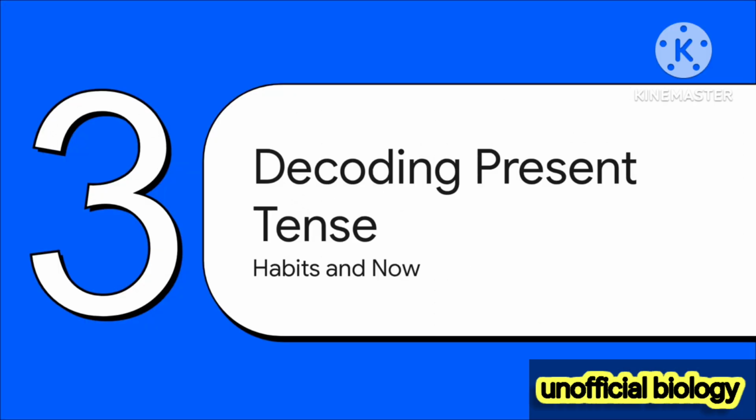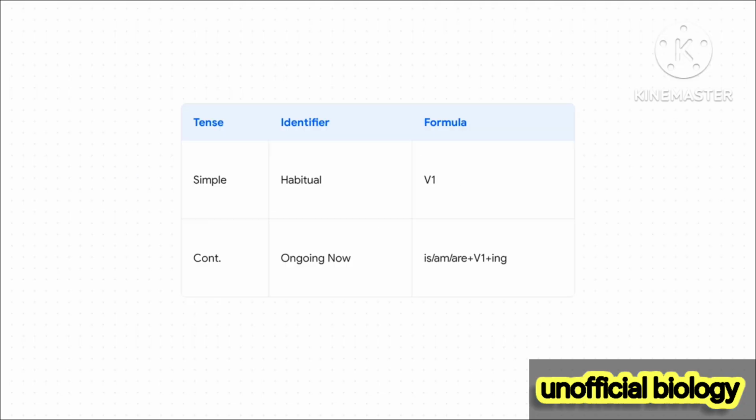Let's put that map to use in Section 3, decoding the present tense. Habits and now. Okay, let's jump straight into the present tense. We need to map our familiar present states directly to their formulas. In Hindi, if your thought is a habitual action, something you do every day, it usually ends in sounds like tha hai or te hai.